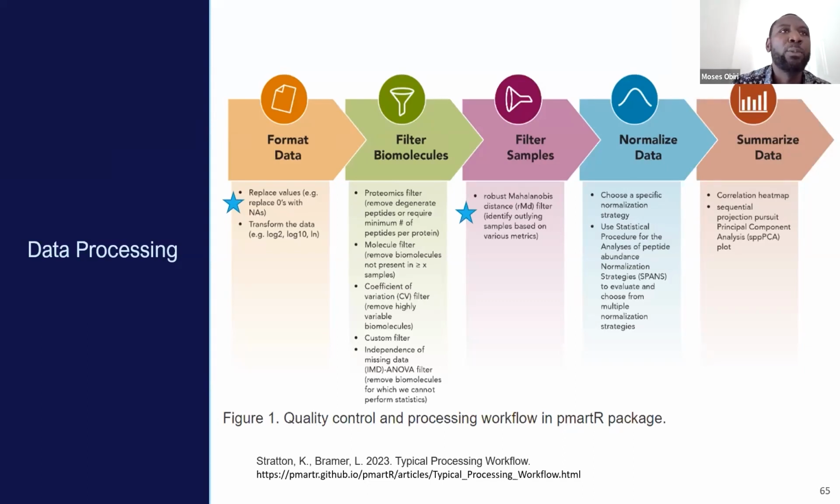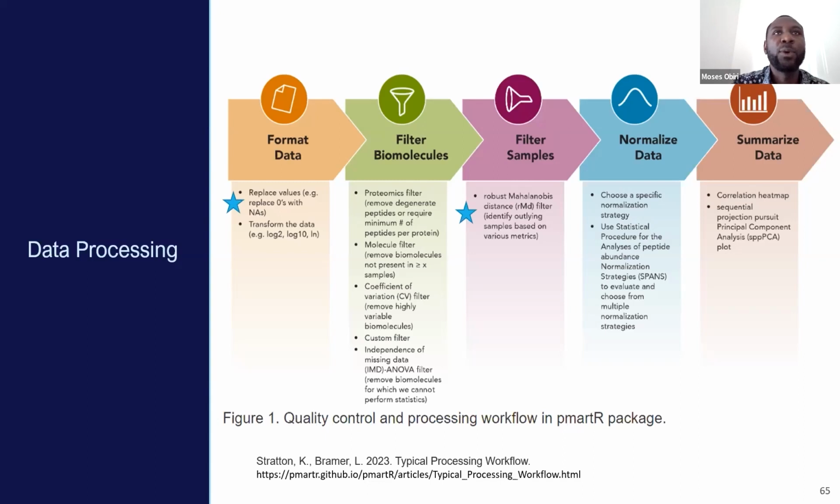So you can also remove highly variable biomolecules. There is other custom filtering depending on your criteria and domain knowledge. And then there is other filtering that removes biomolecules for which statistical analysis cannot be performed. There are also functions to filter samples based on the Mahalanobis distance metric, which is used to remove outlier samples based on various metrics.